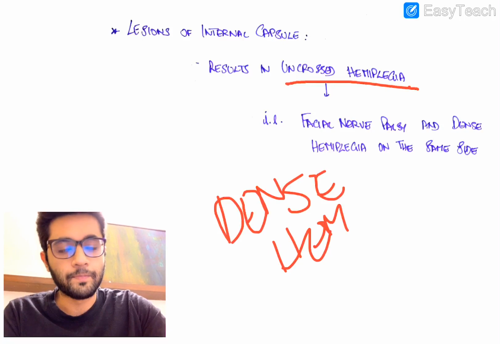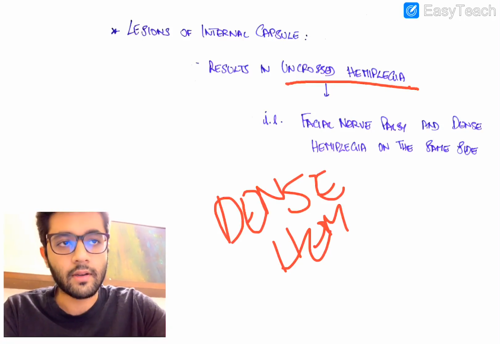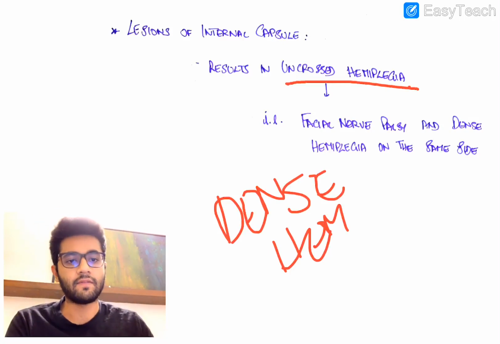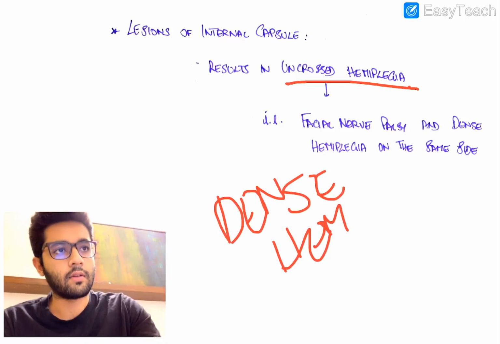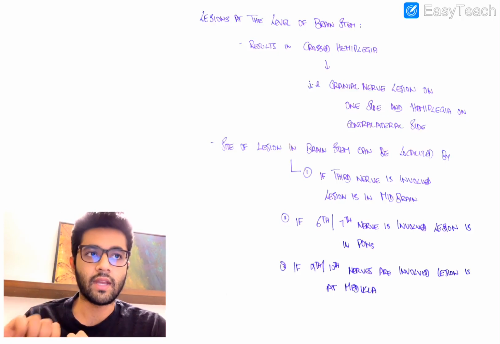And so that is dense hemiplegia on the contralateral side, not the ipsilateral side. So a right internal capsule lesion will lead to dense hemiplegia on the left side, and left internal capsule lesions will lead to dense hemiplegia on the right side. Okay, so we finished our motor cortex, we finished the internal capsule. So next we come to the brainstem.